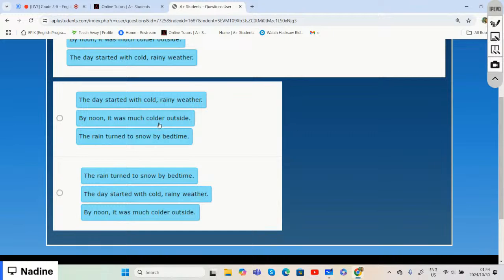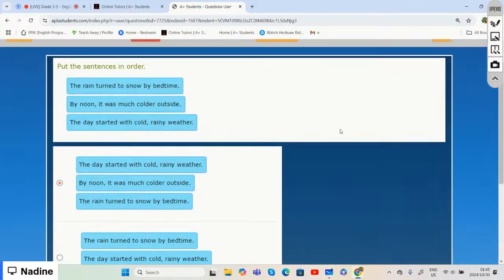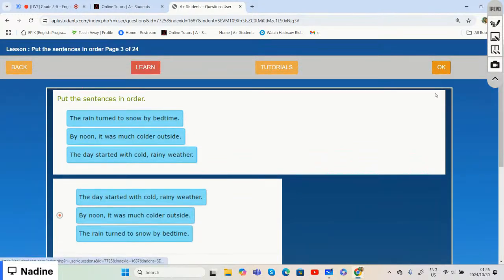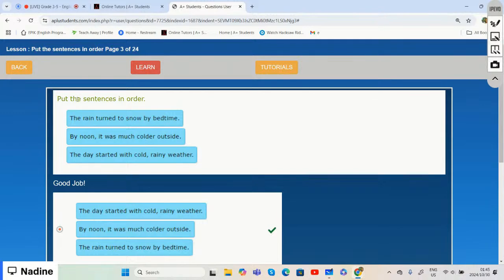All right. And then if we were to choose the correct one, we will say the day started with cold, rainy weather. By noon, it was much colder outside. The rain turned to snow by bedtime. Well done. So the first one is correct.